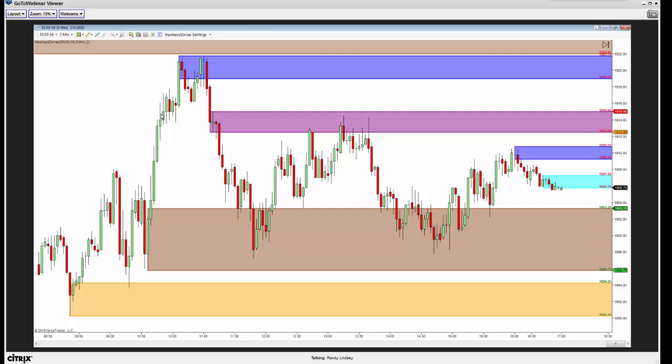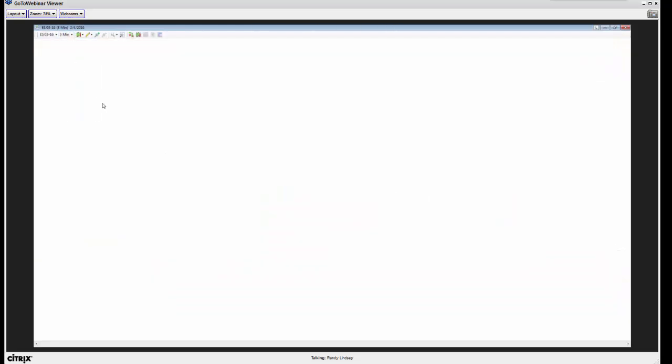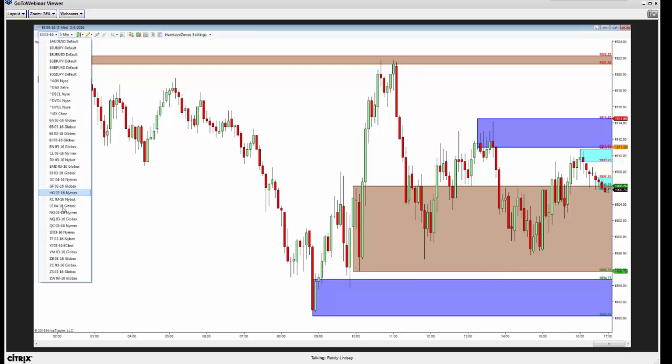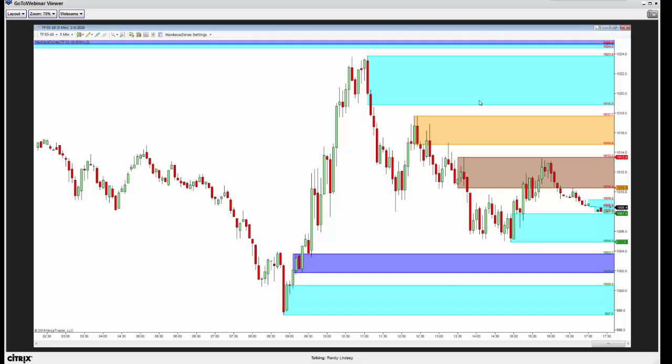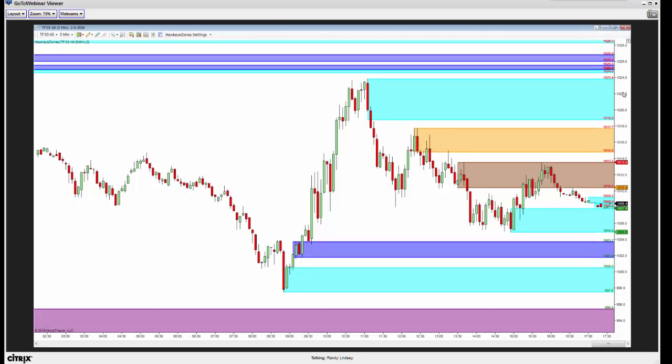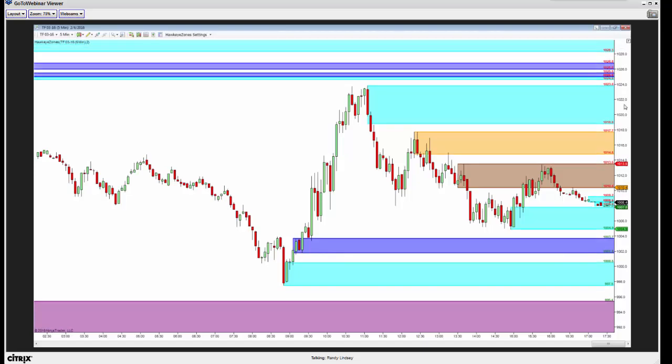Can I show the Russell on a 5-minute chart? Absolutely. Here's today's Russell on a 5-minute. There is the support from in there. Looks like pretty much the same story that we had from the S&P as well.